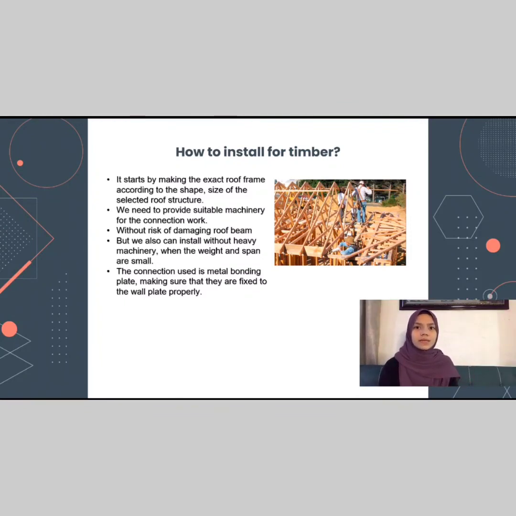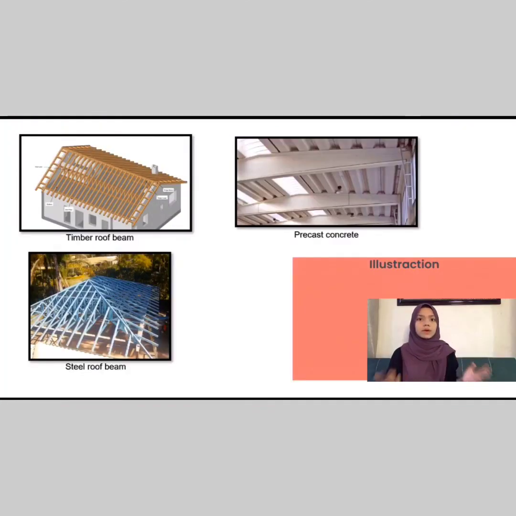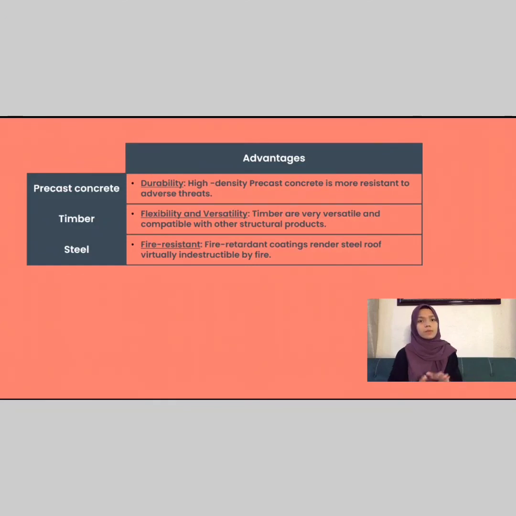Next, the connection used is a metal bonding plate. For steel, it is easy to install because of the low weight. Also, we need to add an insulation layer over it, which can still be installed easily. So on this slide, I want to show you example roof beams for timber, precast concrete, and steel. Lastly is advantages. Precast concrete is more resistant to adverse weather. Timber is very versatile and compatible with other structural products. For steel, fire retardant coating renders the steel roof visually indestructible by fire.